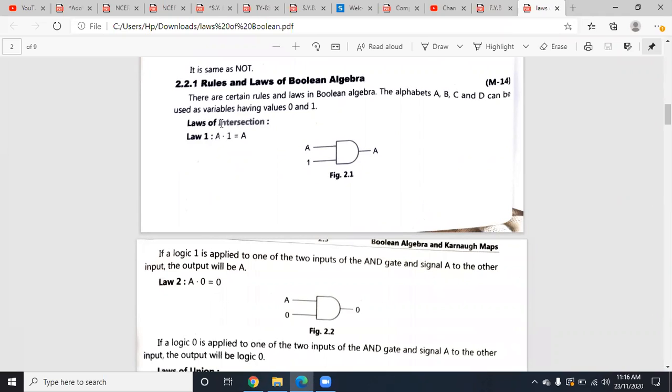Now again we have to see the law of intersection for multiplication only, but with zero. If I'm multiplying any variable with zero, my answer will be zero, because no matter what your variable is, if you're multiplying that variable with zero, the answer is ultimately zero only.